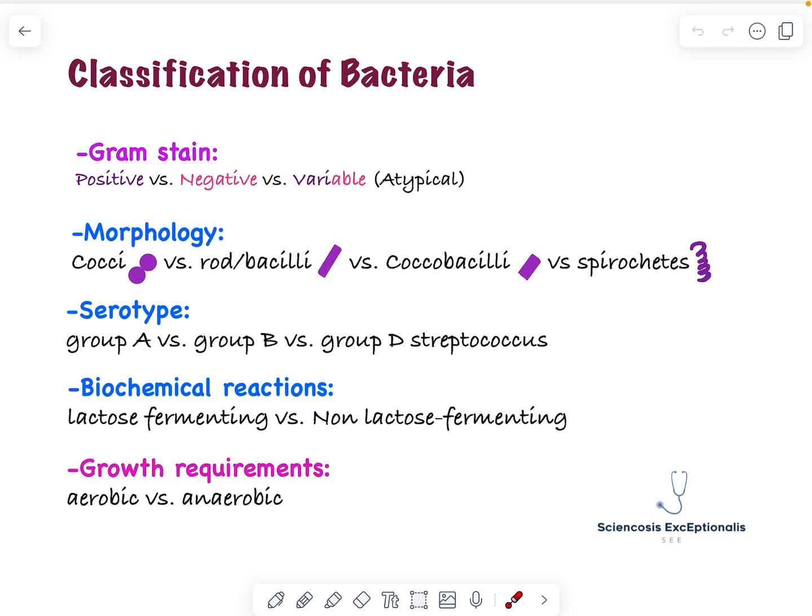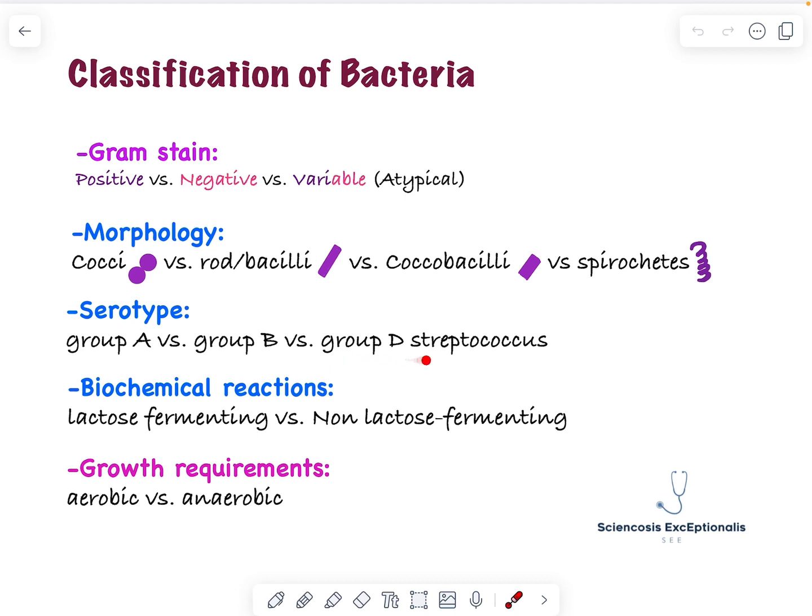When bacteria are classified, there are many considerations. First, gram stain. Are they gram positive, gram negative, or variable, atypical, or just not staining? Morphology. Are they cocci, bacilli, coccobacilli, or spirochetes? Serotype for streptococci and enterococci. Are they group A, group B, group D streptococcus?